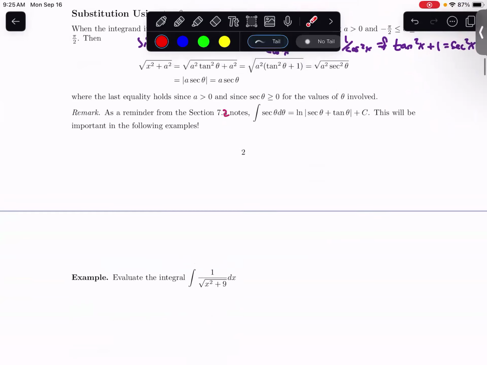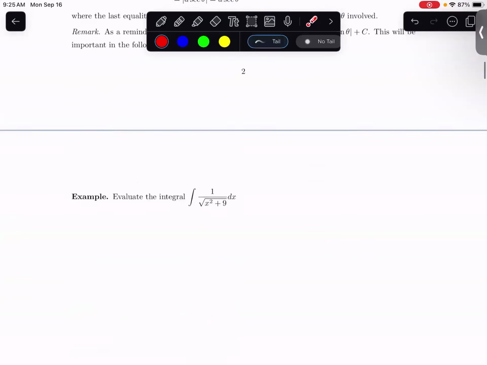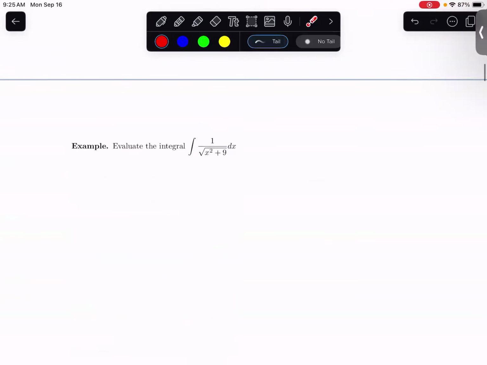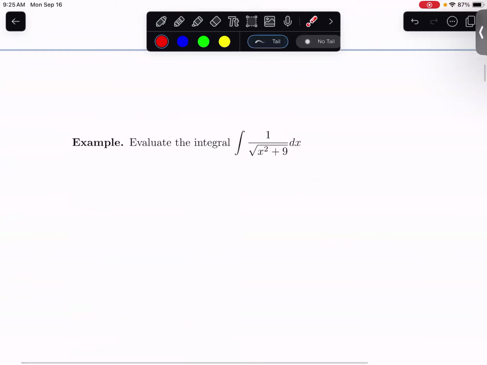Okay, so let's go through another example. This one's kind of like the first example we did, except instead of doing x is equal to sine theta, we're going to do x is equal to tangent theta. It's a little bit different because it's not +1, it's +9. But it's kind of similar to the example that we just did, right?